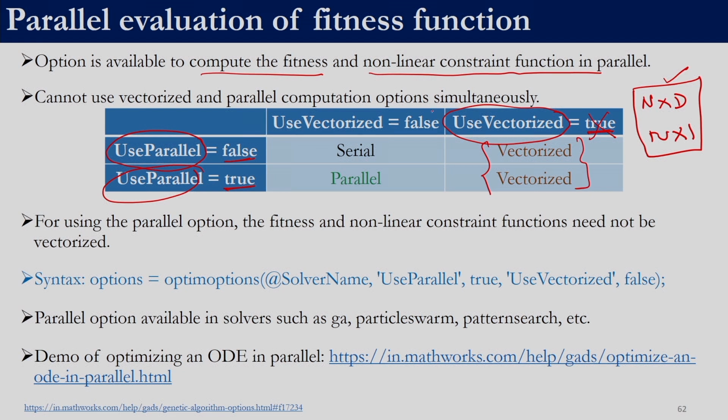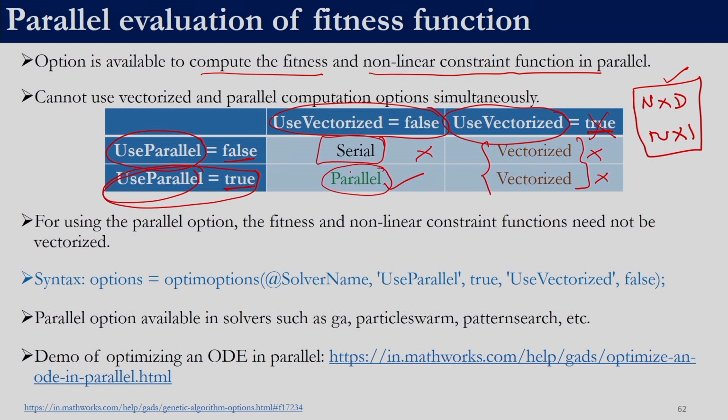As shown here, if UseVectorized is false and UseParallel is true, then it uses parallel computing. If UseVectorized is false and UseParallel is also false, then it uses serial computing. In the other three cases we will not get the benefit of parallel computing. So, for parallel computing, we need to set UseParallel as true and UseVectorized as false.